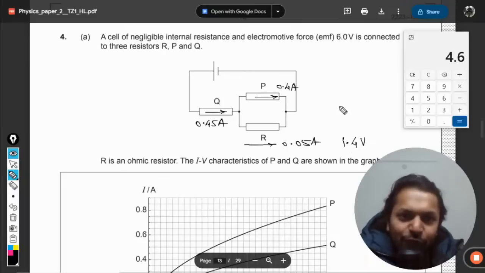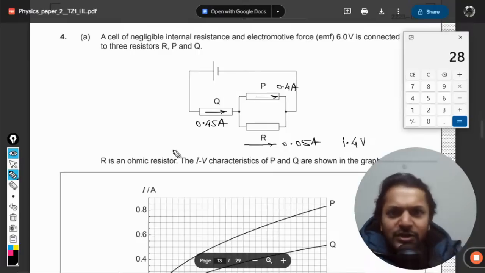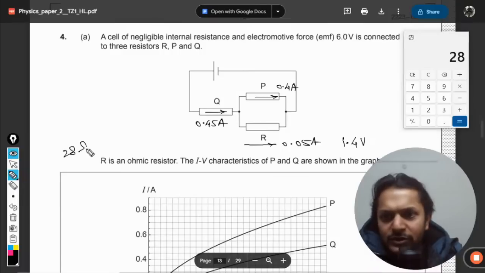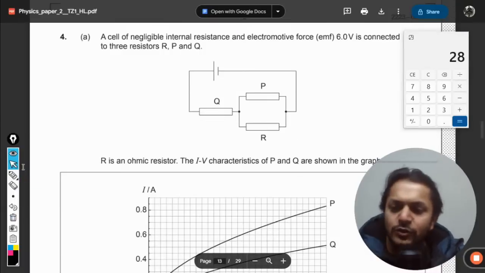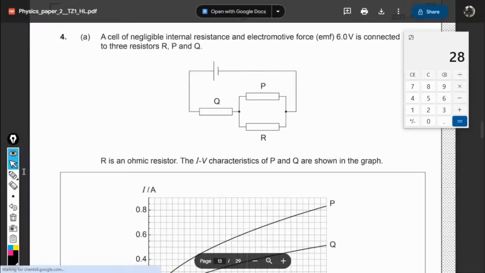So it will be 1.4, so the resistance will be 1.4 divided by 0.05, so the resistance will be 28 ohms. So that will be the answer. Let us go to the mark scheme and see if that is the correct answer. And yes, it is indeed 1.4 divided by this, so that is 28. Let us now move to the next question.